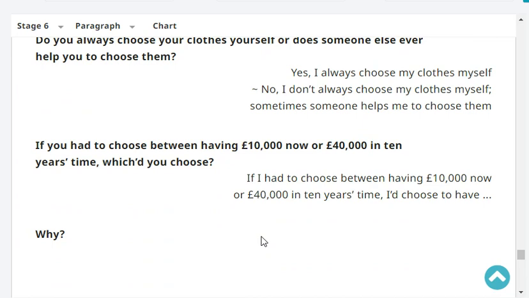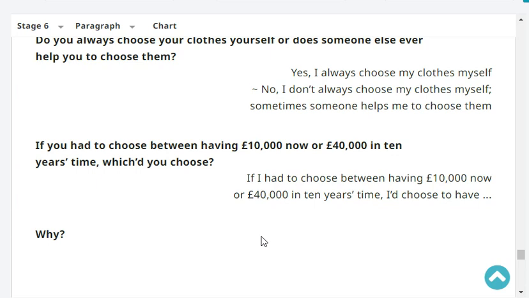If you had to choose between having 10,000 pounds now or 40,000 pounds in 10 years' time, which would you choose? If I had to choose between having 10,000 pounds now or 40,000 pounds in 10 years' time, I choose to have 10,000 pounds now. Very good. One more.